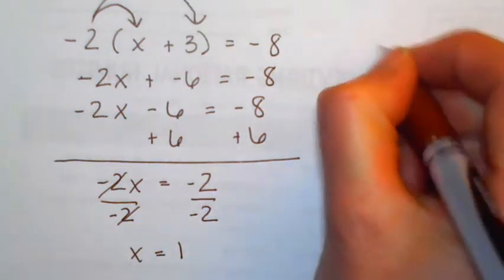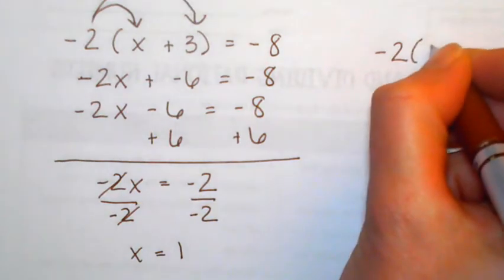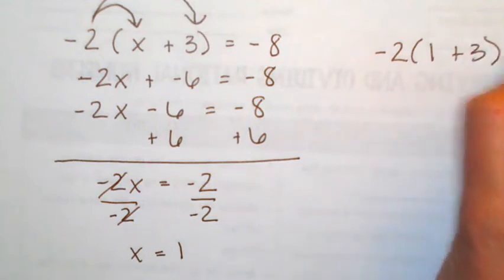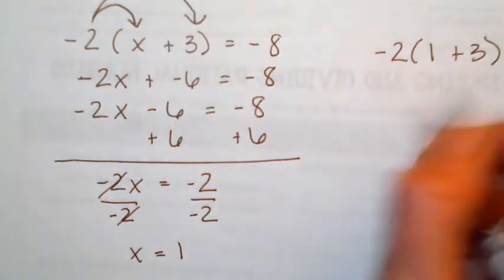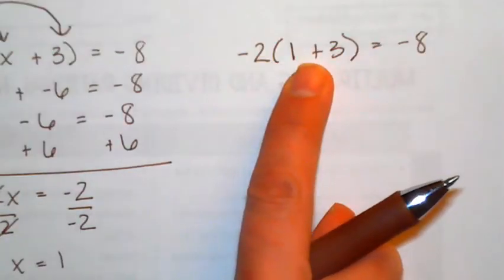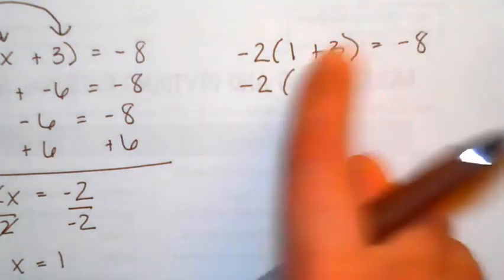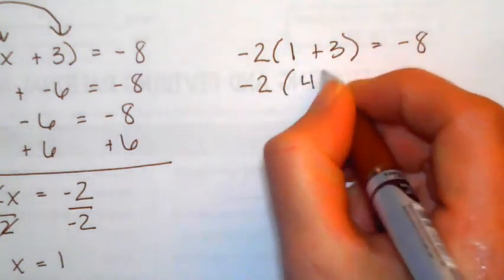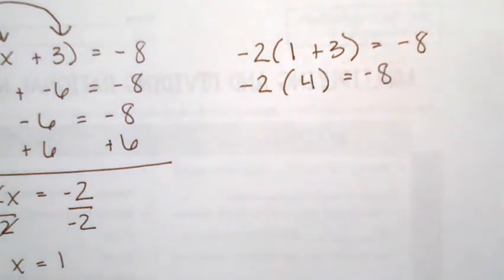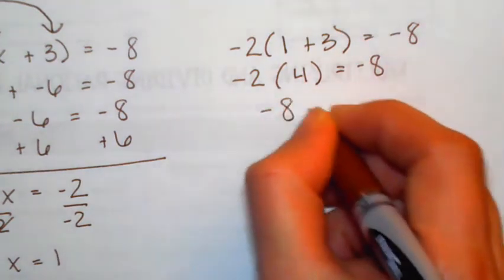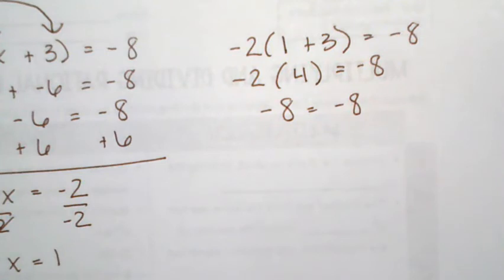And if I wanted to double check my work, I could go to negative 2, and instead of x, I'm going to put a 1 in because we think x is equal to 1. Okay, I'm going to do negative 2 times, and the order of operations says 1 plus 3. I can do that in the parentheses first. That's 4. Negative 2 times 4. Yep, negative 8 equals negative 8. That's what I want to see. Another multi-step equation successfully solved.